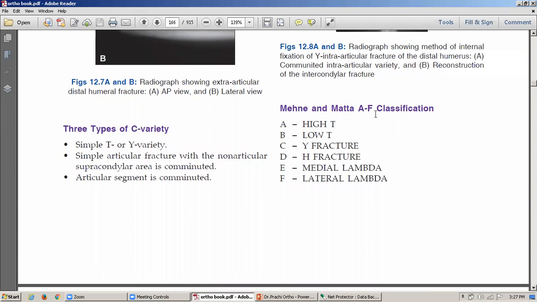So the Mehne and Matta AO classifications are: A, high T; B, low T; C, Y fracture; D, H fracture; E, medial lambda; and F, lateral lambda.